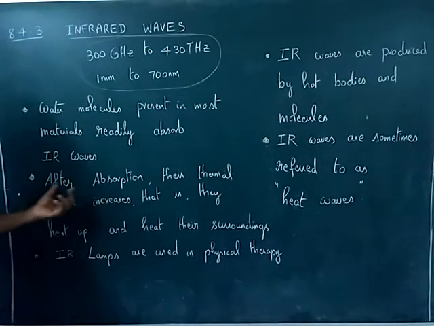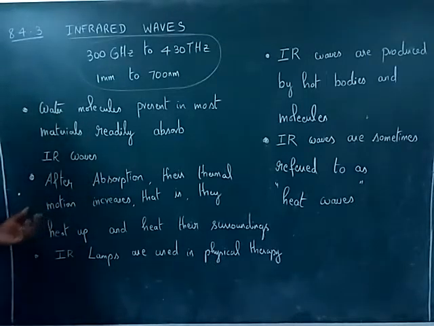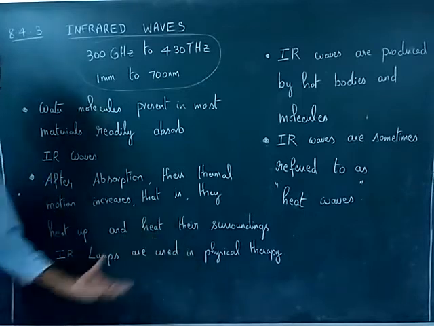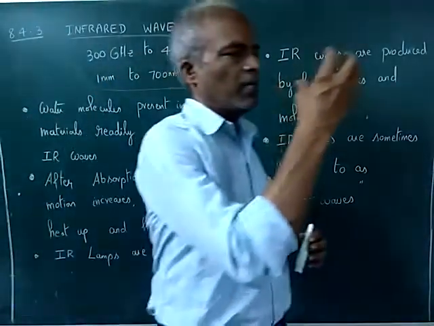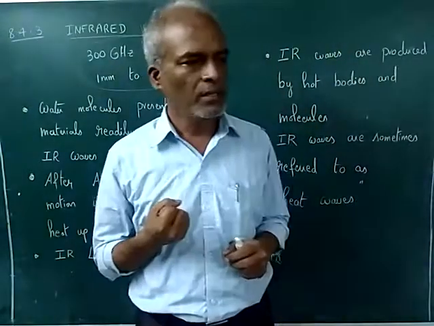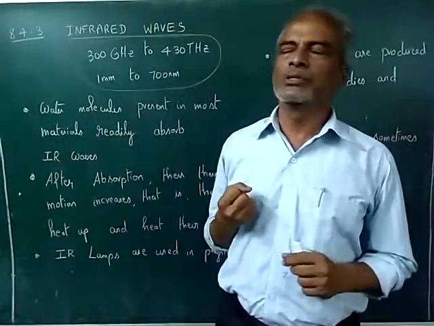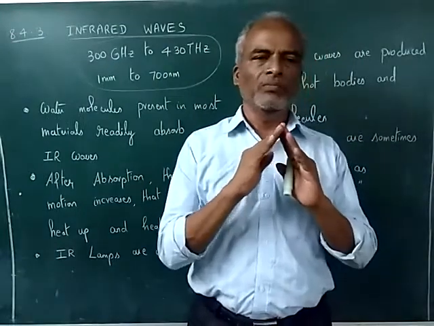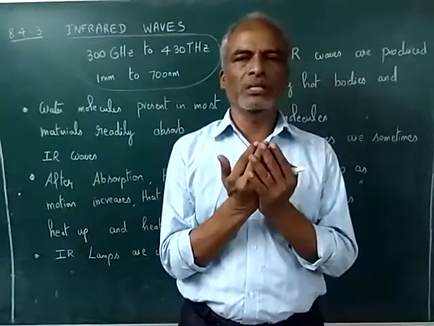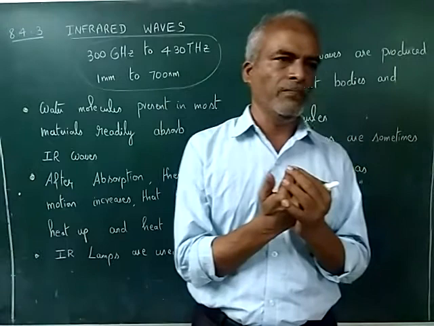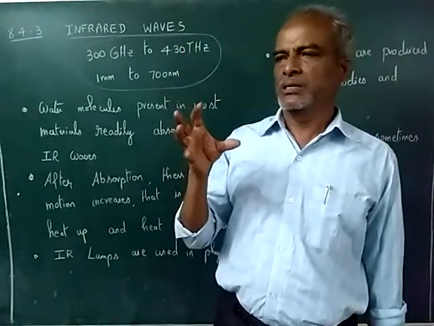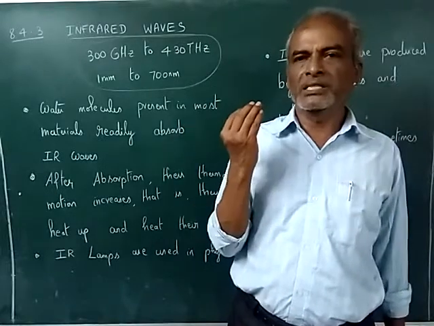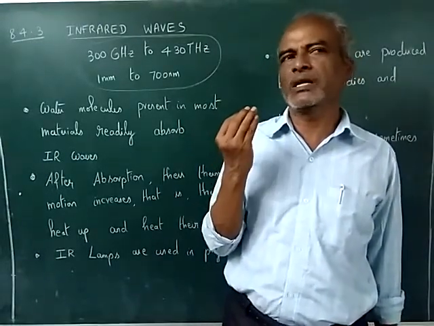After absorption, the thermal motion increases, that is, they heat up and heat their surroundings. Once the heat energy is absorbed by the molecules, the surroundings of that object have heat energy. Therefore, an object is surrounded by heat energy because of infrared radiation.